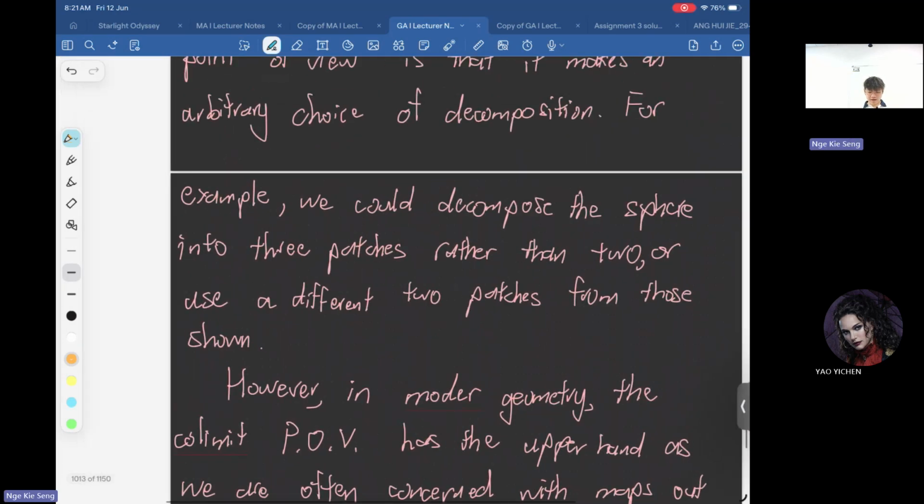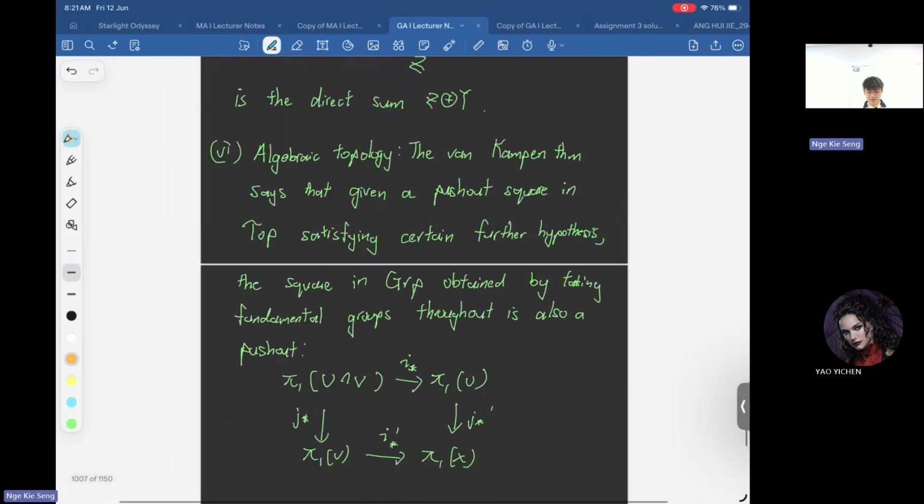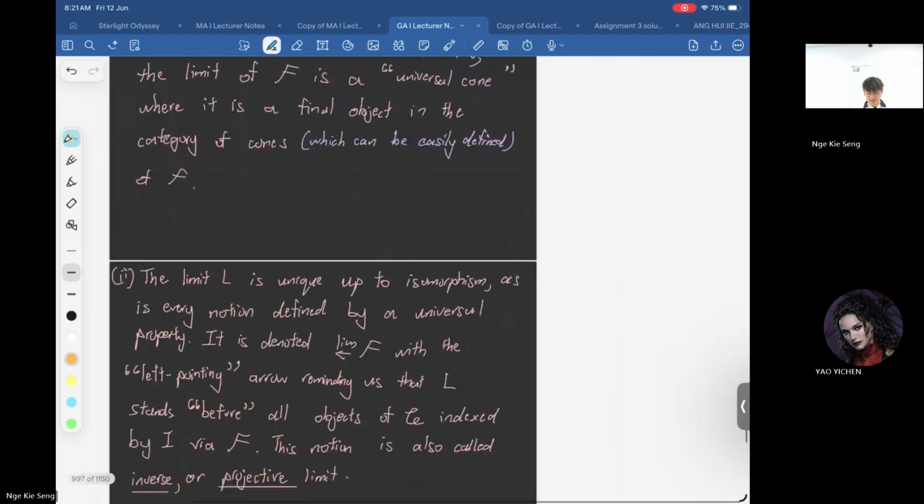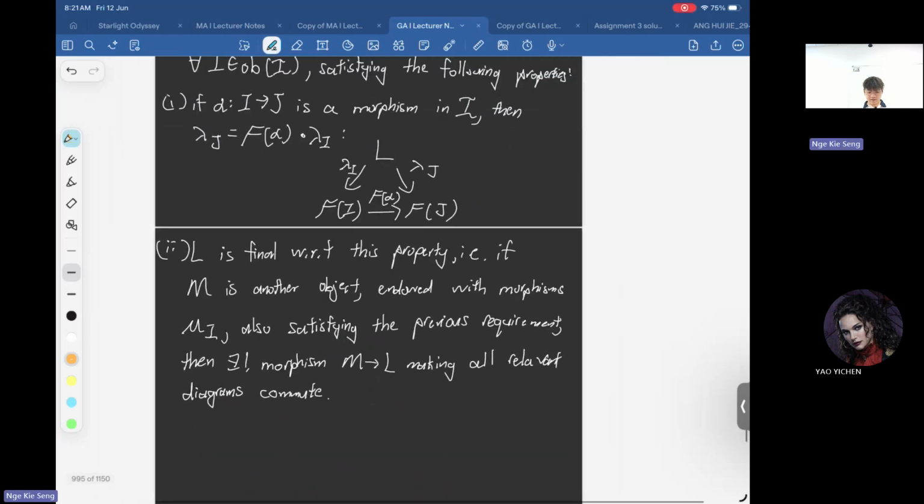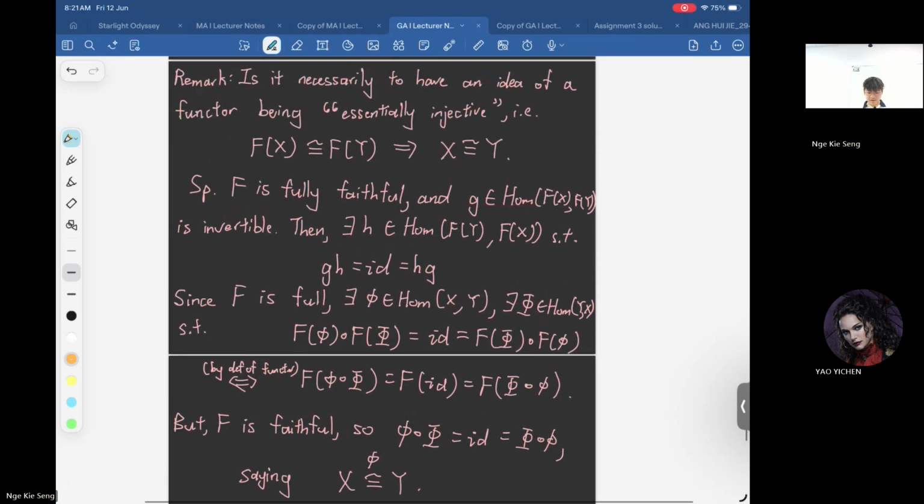Then I also added the part that we talked about, the essential injectivity. Being fully faithful can give you some concept of essential injectivity. So meaning if fx is isomorphic to fy, we will have x isomorphic to y.